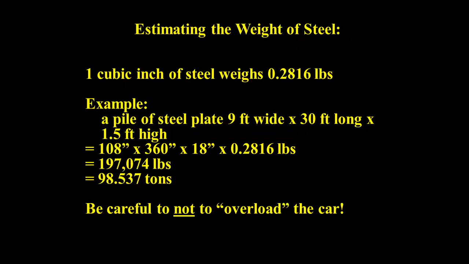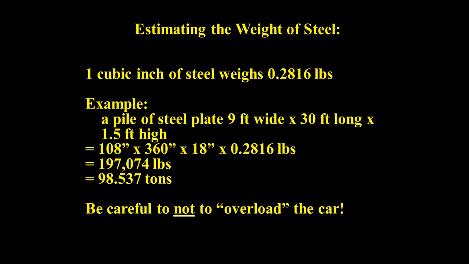So how do you estimate the weight of steel? Well, a cubic inch of steel weighs 0.2816 pounds. Now, it's kind of an odd number. How do you remember that kind of number? Most of you are probably familiar with a Canadian Pacific Hudson that's home-based out of Calgary, 2816. That's how I typically remember that number.